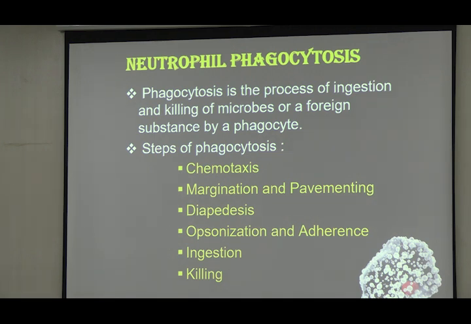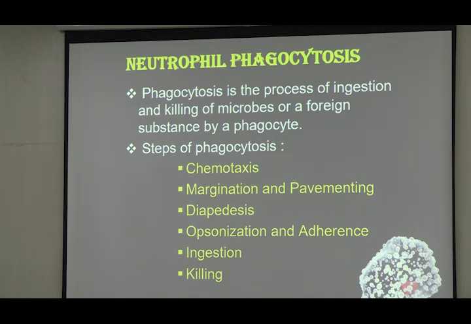They stick to the wall of the endothelial lining. So this is margination or pavementing. Pavement, what? Footpath. Along the wall, there is a footpath for neutrophils. Whenever we need smooth traveling, you come out from the footpath and join us. Okay. Chemotaxis, then margination and pavementing is the second step.